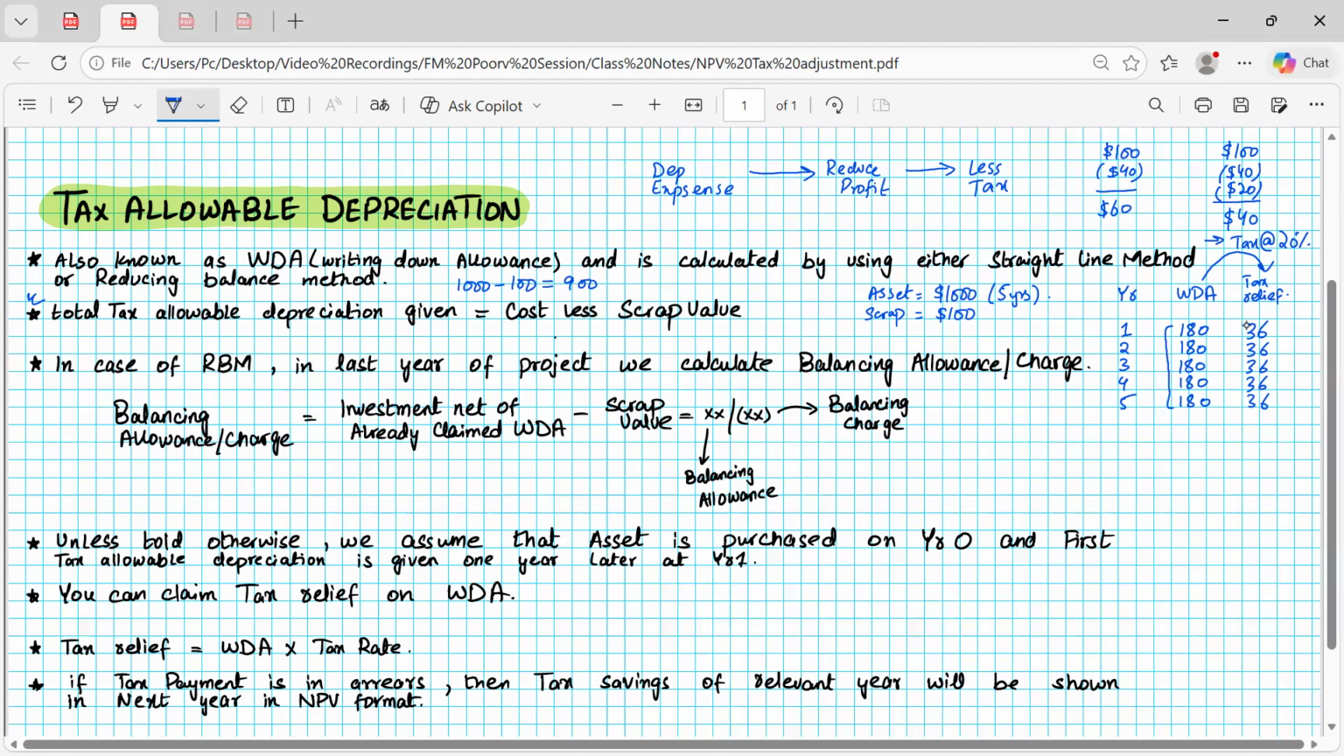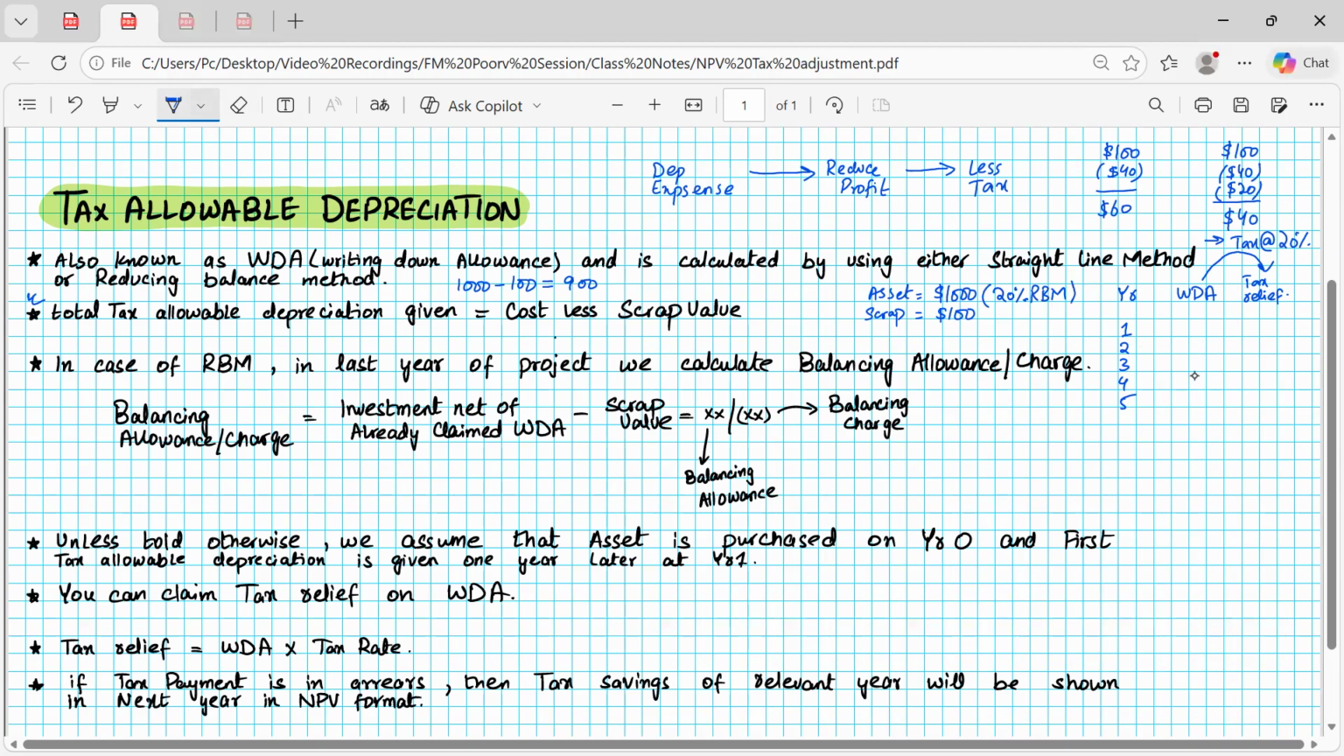Okay, now how does this work? Let's understand this point. So I will just change this. Now we need to charge the depreciation. Let's say 20% reducing balance method. The rest is the same. Now you need to charge the depreciation or allowance according to the 20% reducing balance method.